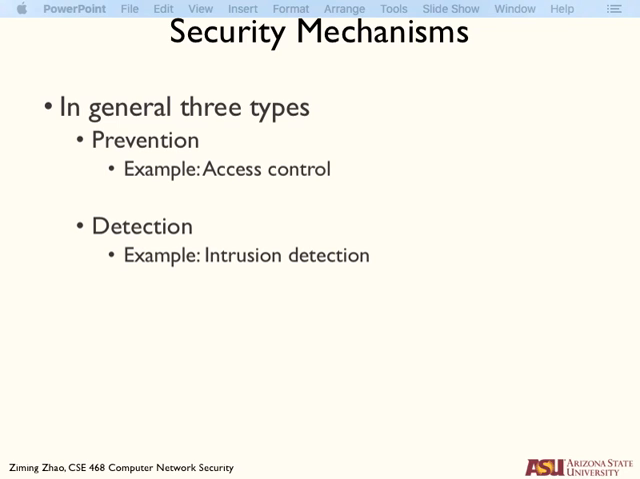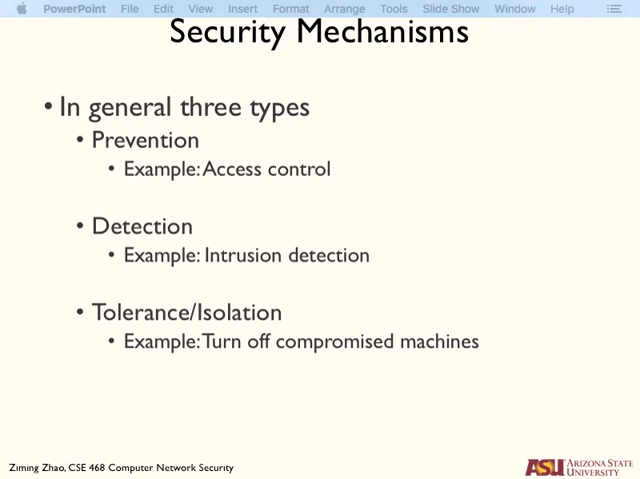So we also need detection mechanisms, to detect there is an attack, there is a breach, even if I don't know how they pulled that off. And the third one is tolerance, isolation, and response. When an attack does happen, and it does compromise something, it does steal your data, we try to do some damage control to make sure that the damage is isolated. If a virus compromised your computer, we make sure it will not compromise other computers in the network too. A very simple way to do that is just to turn off the compromised machines. This is a physical way to do it. And at different layers, we have different ways to do it.